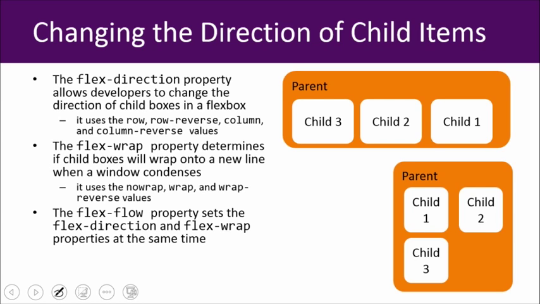The flex wrap property, which is shown here, makes the third child, if the screen size shrinks, from left to right in this instance, drop down a line, right? And we can do that with the wrap value. The flex flow property sets the flex direction once again, and the flex wrap properties at the same time. When you're getting started, it's really important to use flex direction and flex wrap so that you understand exactly what's happening before you start using the flex flow shorthand, okay?